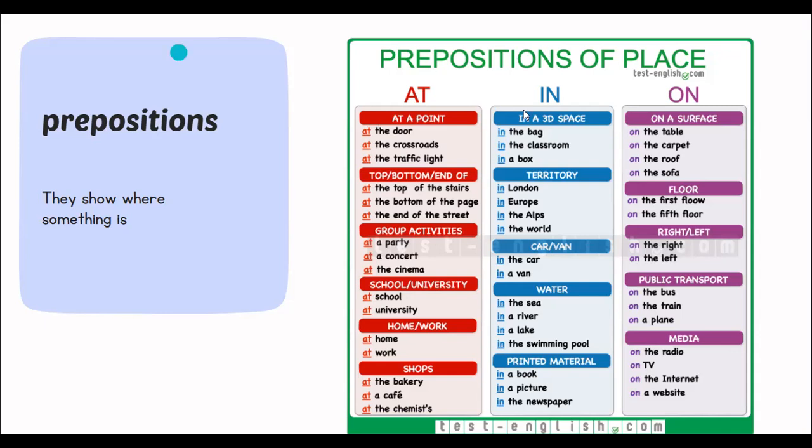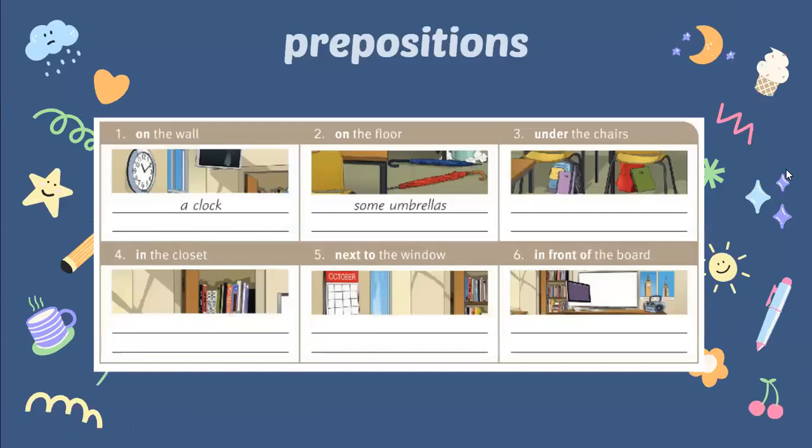Okay, so we have in, okay, for something in a 3D space. We also have a territory, a car or a van, water, printed material, and then we have on a surface, floor, right, left, public transport, or media. Okay, remember this, remember this. Now let's see some other prepositions and let's practice.